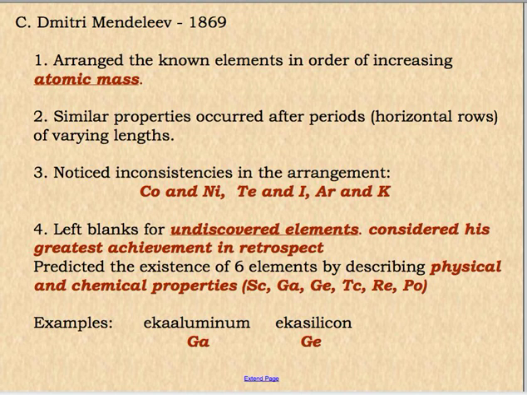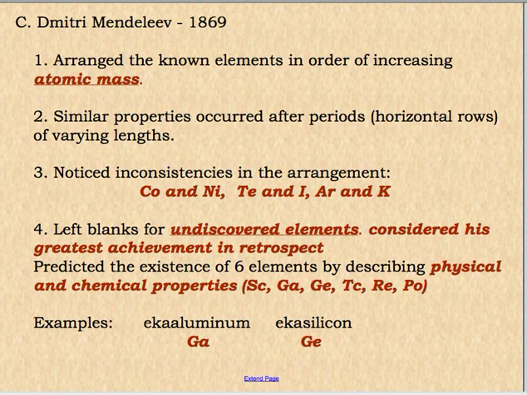So basically there's a couple things that he was really good at or given credit for. He organized the elements in order of atomic mass, so like smallest mass to largest mass. He noticed that there were similar properties, and he also noticed that there were inconsistencies. So if you put things in order, he noticed that cobalt and nickel seemed to be in the wrong place. They seemed to be swapped.